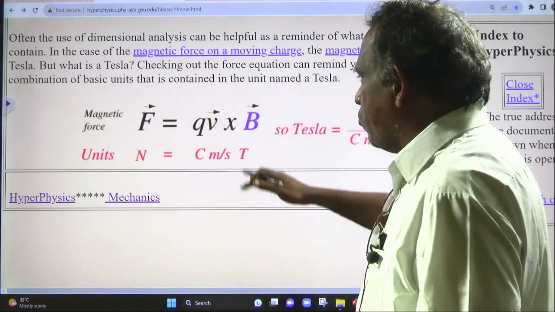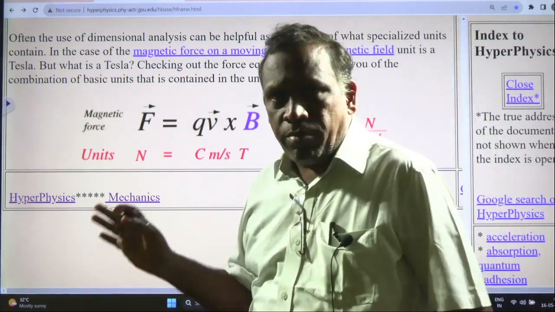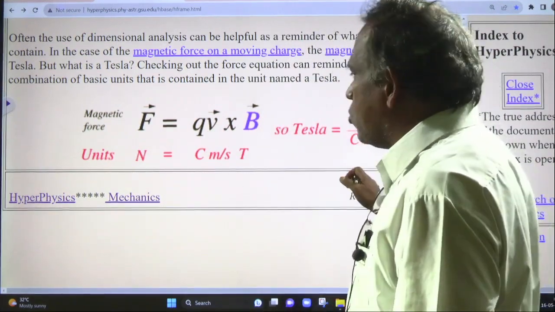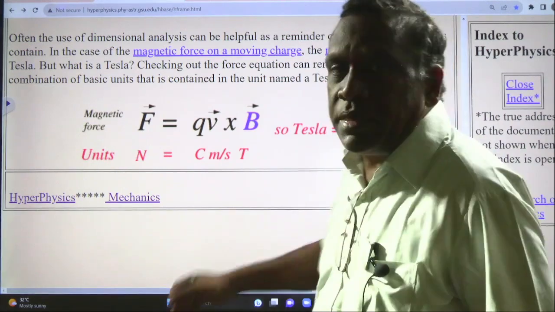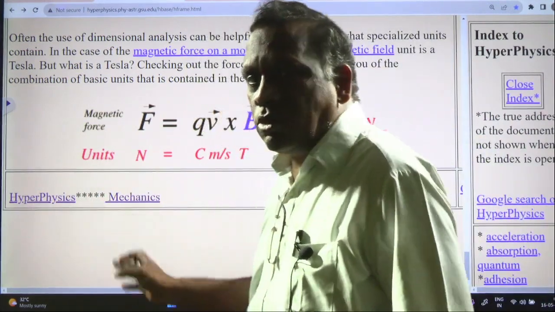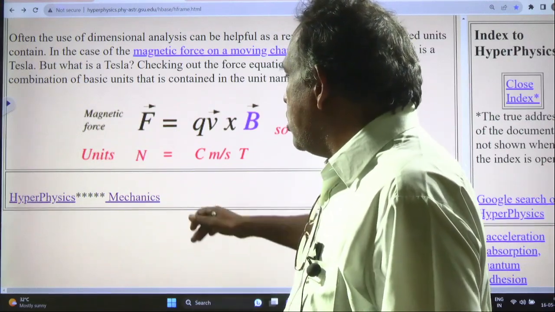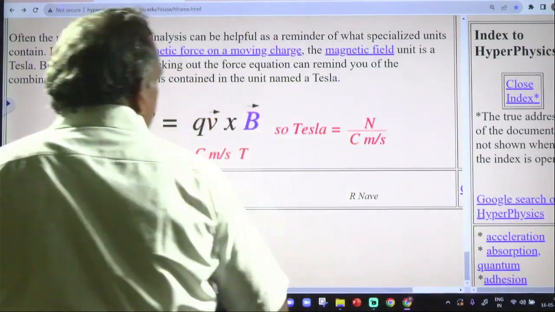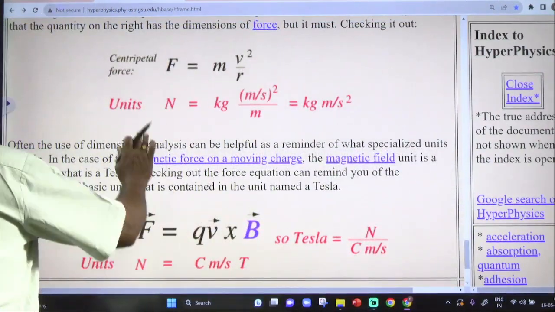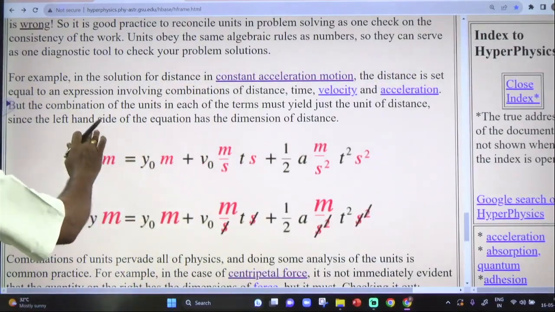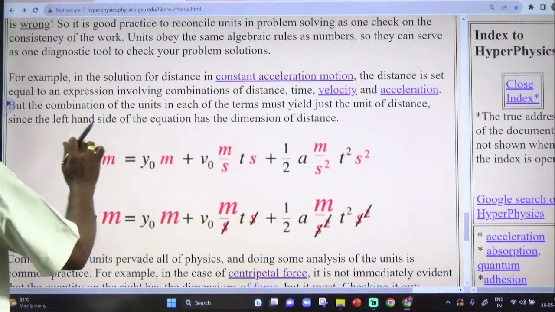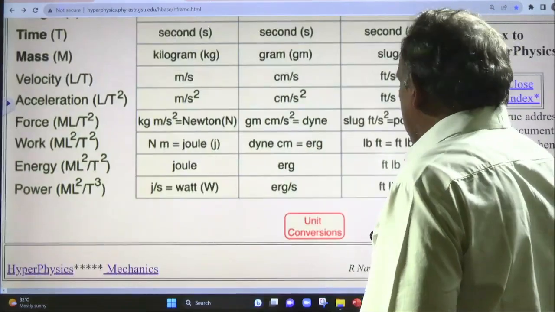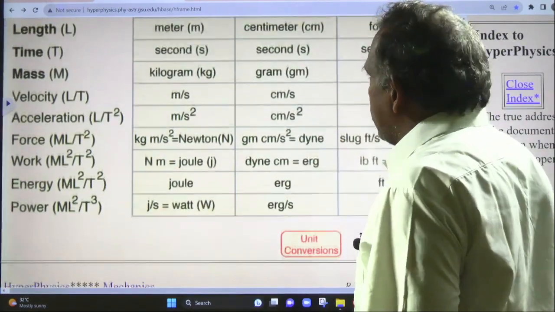Similarly, the magnetic force is F equal to q v B: charge into velocity into magnetic induction. So 1 Tesla is equal to 1 Newton per coulomb meter per second, since coulomb meter per second is in the denominator. So 1 Newton is coulomb meter per second Tesla. You can convert like this. For magnetic fields and other things, you can have the conversions by using this. Unit conversions we have seen already.